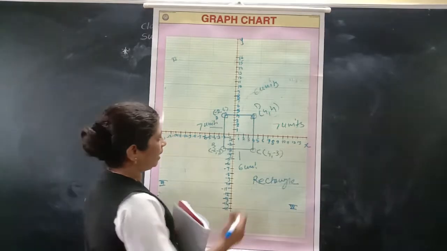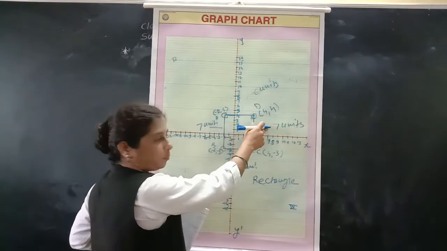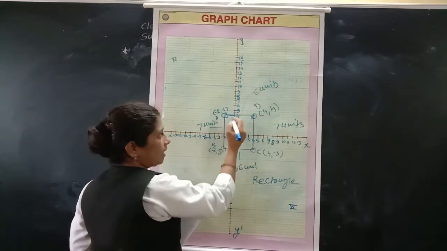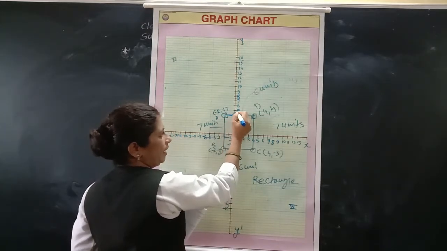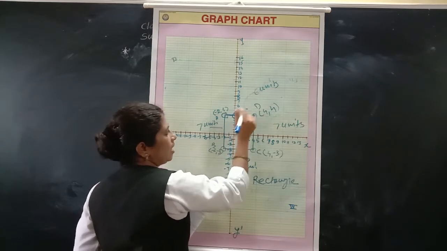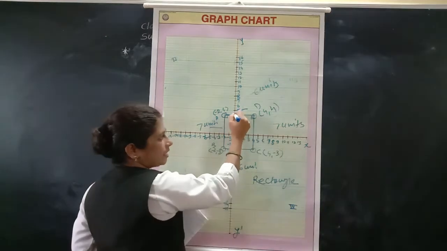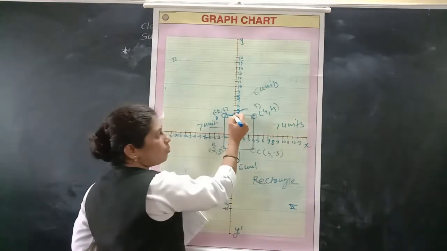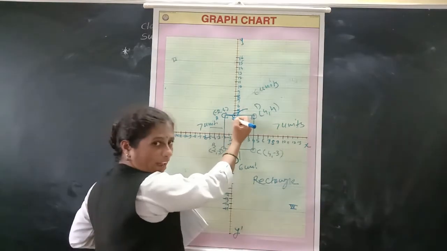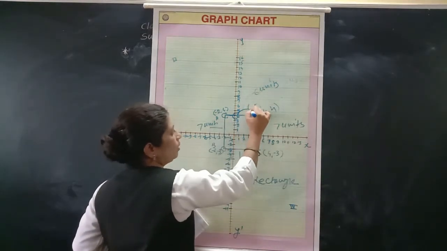Now some question is there: what are the coordinates of the point where AD cuts the y-axis? So where is AD? This AD segment, right? A and D points. So AD cuts the y-axis at which point? This point. So what are the coordinates of this point where AD cuts the y-axis? The x-coordinate of this is 0. This point lies on which axis? Y-axis.